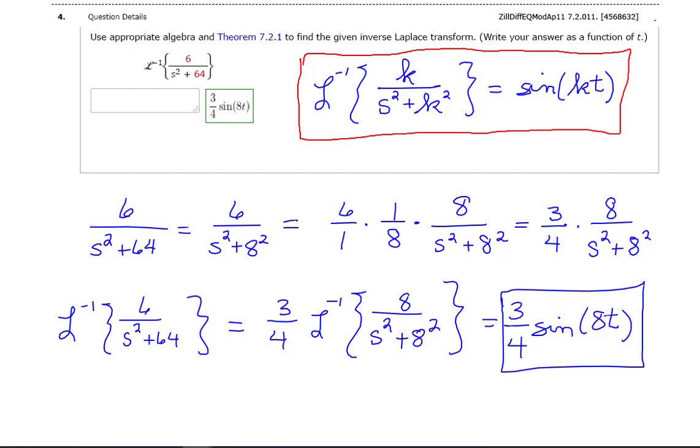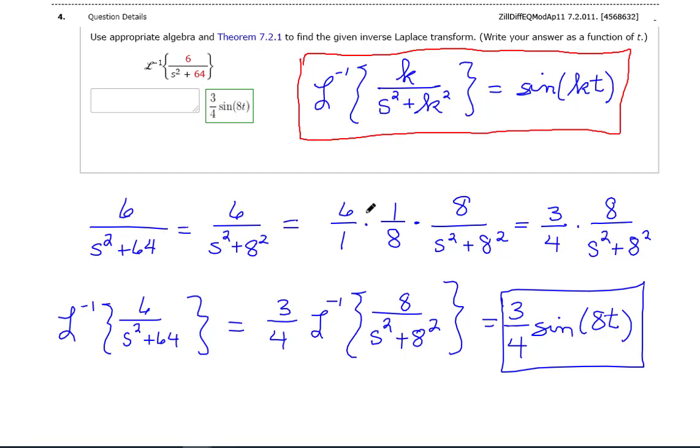Alright, in question 4. Well, I know the inverse Laplace transform of k over s squared plus k squared is sine kt. So the top needs to essentially be the square root of whatever number is there. So let's see, s squared plus 64 is s squared plus 8 squared. So what I really need is an 8 on the top.